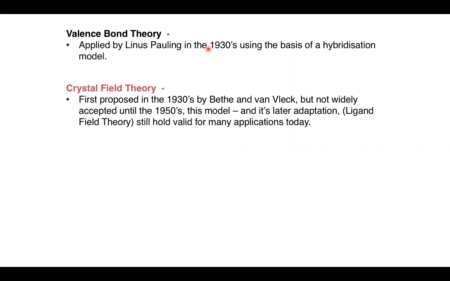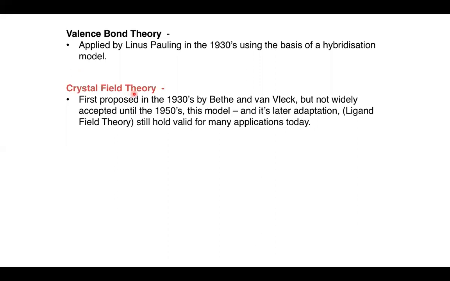Another theory was developed, crystal field theory, which was proposed by Bethe and Van Vleck. It was generally not accepted until the 1950s, primarily because it was developed for geologists to try and explain the bonding in gemstones, and the valence bond theory seemed to work okay. And since that had been developed by chemists, they kind of stuck to their own theories.